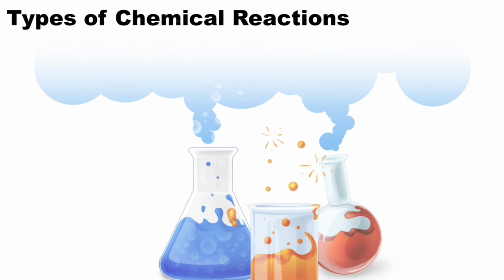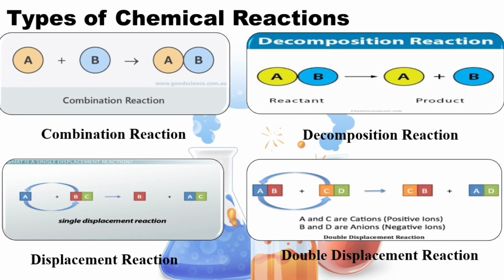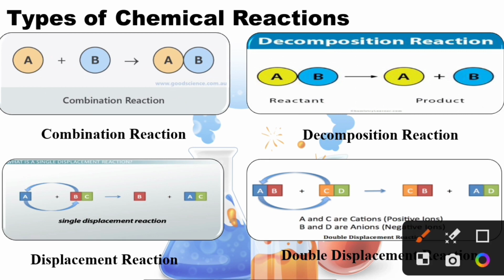Then we are going to discuss the types of chemical reactions. Here, these are the four types given. Number one is combination reaction. A combination reaction is a reaction in which two substances react together, for example A plus B, to produce a new substance which is a combination product of the reacting substances.